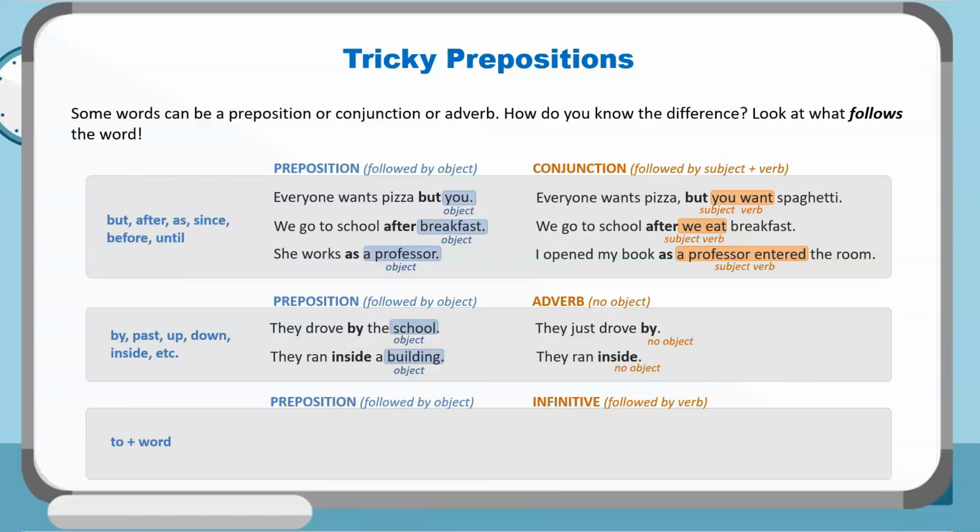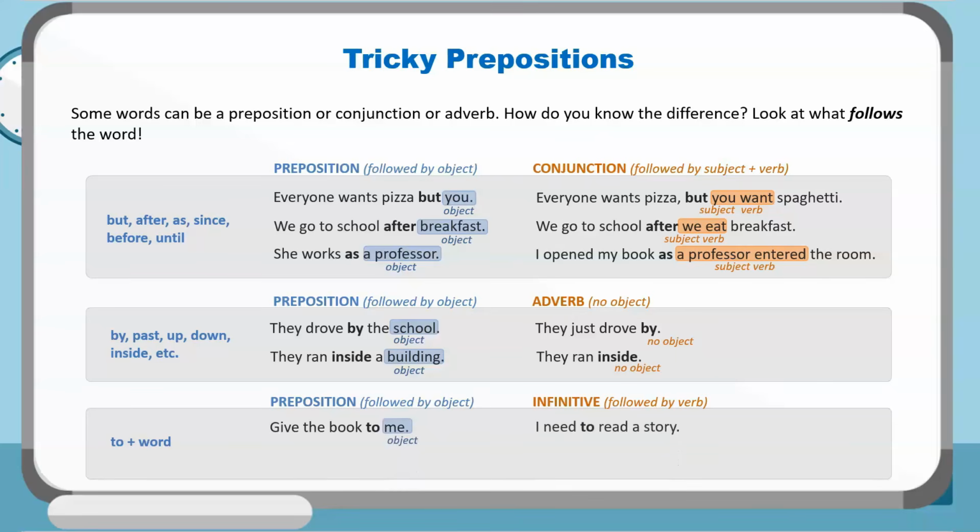We know because when to is a preposition, like all prepositions, it will be followed by an object, which is a noun or pronoun. But when to is used as part of an infinitive, it will be followed by a verb. Here's an example. Give the book to me. In this sentence, we know that to is a preposition. Why? Because it's followed by a pronoun, me. Me is the object of the preposition to.